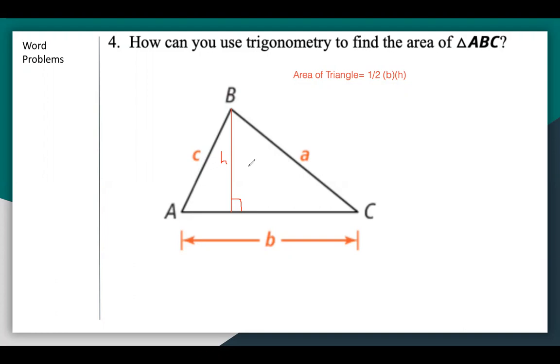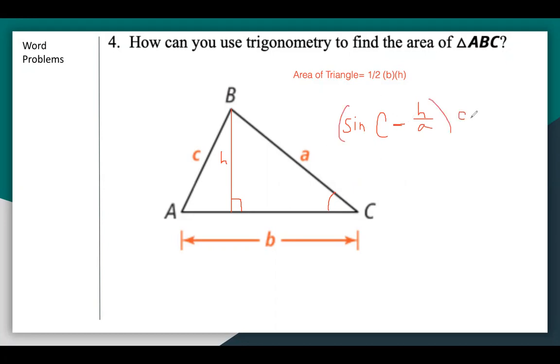One way we could solve this is to think about the trig functions we've had in the past. With respect to angle C, H is the opposite side, so I can use either sine or tangent here. I'm going to use sine to make things easier. The sine of C is equal to the height divided by A, and I can solve for the height by multiplying both sides by A.